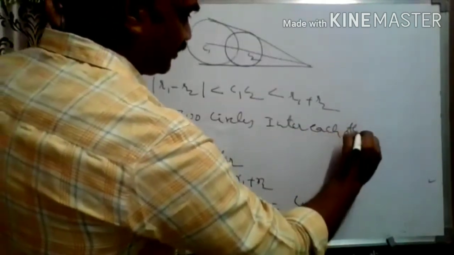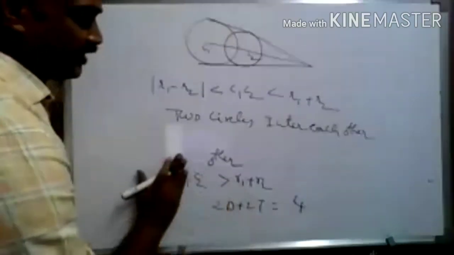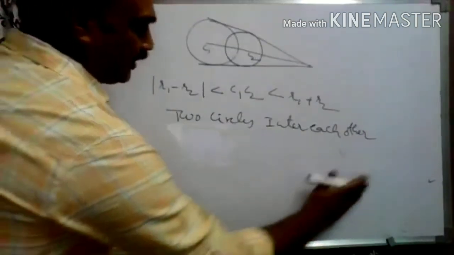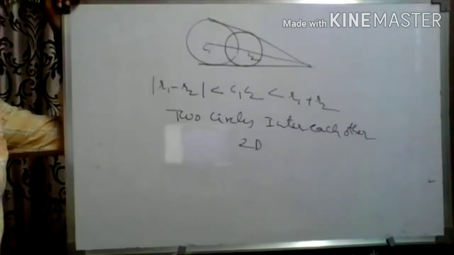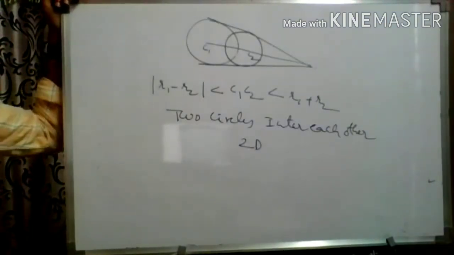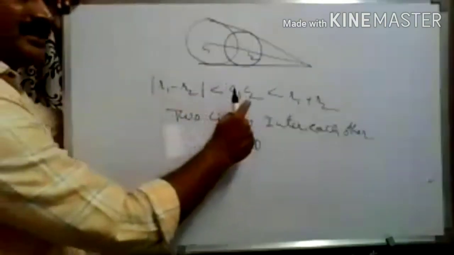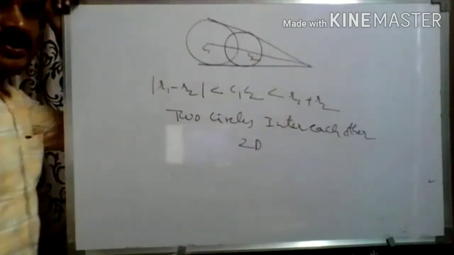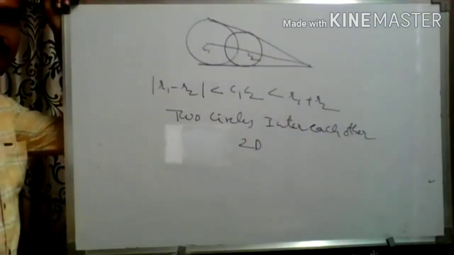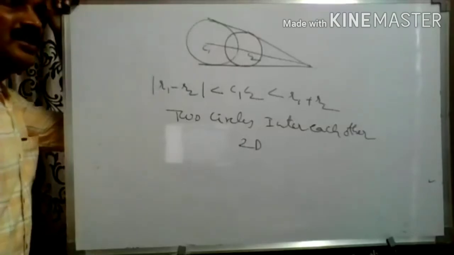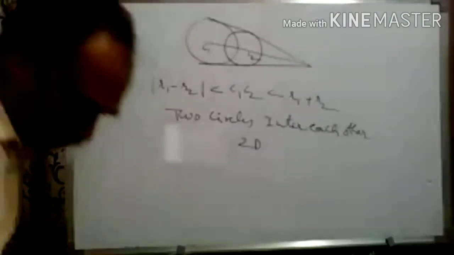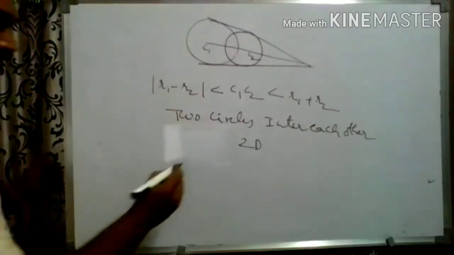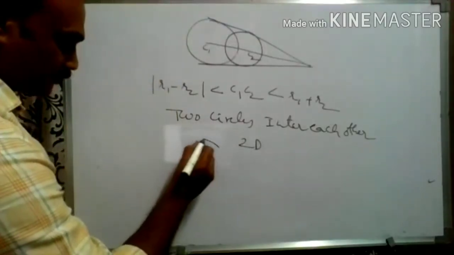Intersect each other. How many common tangents can we draw? Two tangents. So two are direct common tangents. Only direct common tangents are possible. So mod of R1 minus R2 is less than C1C2 is less than R1 plus R2. Two circles intersect each other. Only two common tangents possible, that is only direct common tangents. Next, last one.